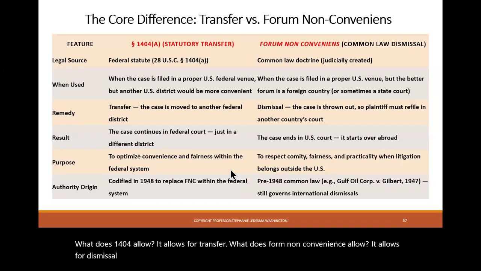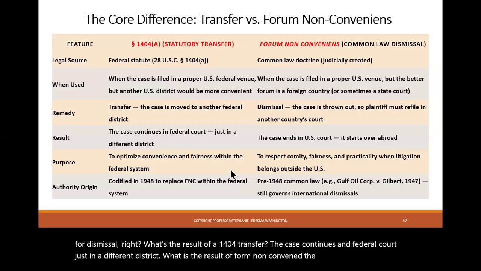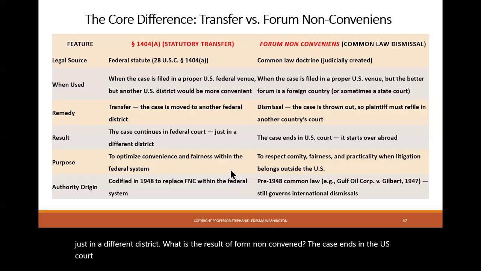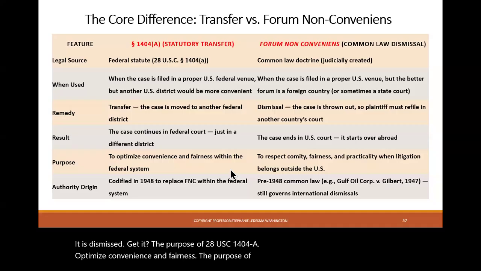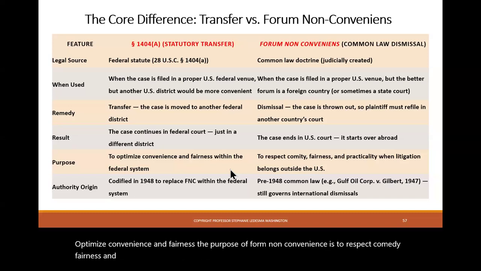What's the result of a 1404 transfer? The case continues in federal court, just in a different district. What is the result of forum non conveniens? The case ends in the U.S. court, right? It is dismissed. Get it? The purpose of 28 USC 1404(a): optimize convenience and fairness. The purpose of forum non conveniens is to respect comity, fairness, and practicality when the litigation belongs outside of the United States.